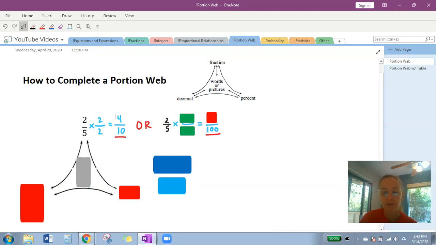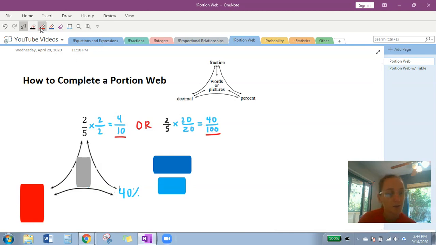Some of you might like to make it out of 100 instead, because percents are always out of 100. So we know that 5 times 20 is 100. So I'm going to do the same thing on top. And 2 times 20 would be 40. So automatically, I know that this is 40% because 40 out of 100 is 40%.